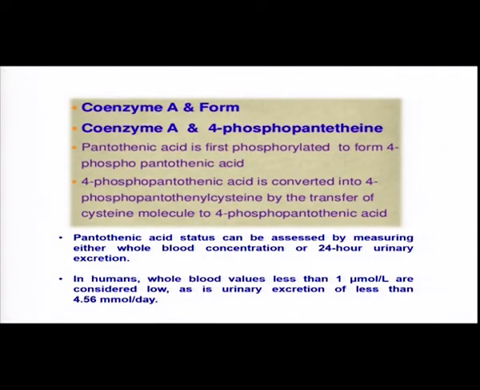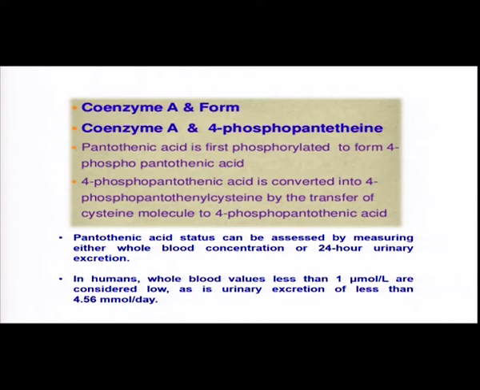available to people. So, what they do is they measure the concentration on a 24-hour cycle. So, the amount of pantothenic acid is released. You take into account the time interval, how much pantothenic acid is excreted, and in humans a whole blood value of less than 1 micromole per liter is considered low. That is actually a very low level of pantothenic acid, and urinary excretion of less than 4.56 millimole per day is also taken as an indication. So, these are two biochemical parameters that help us.